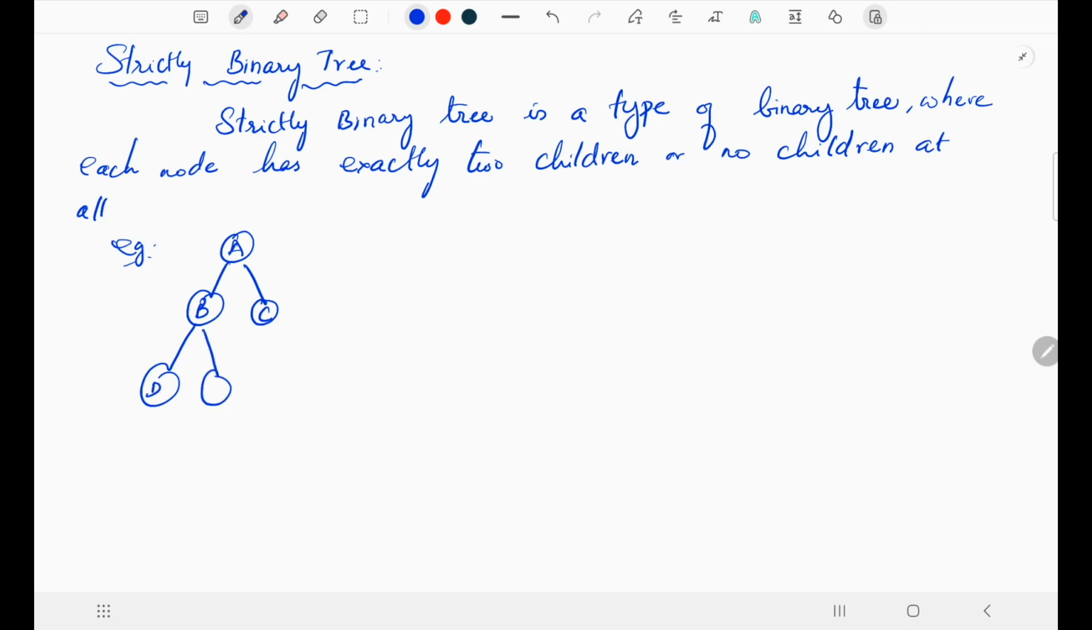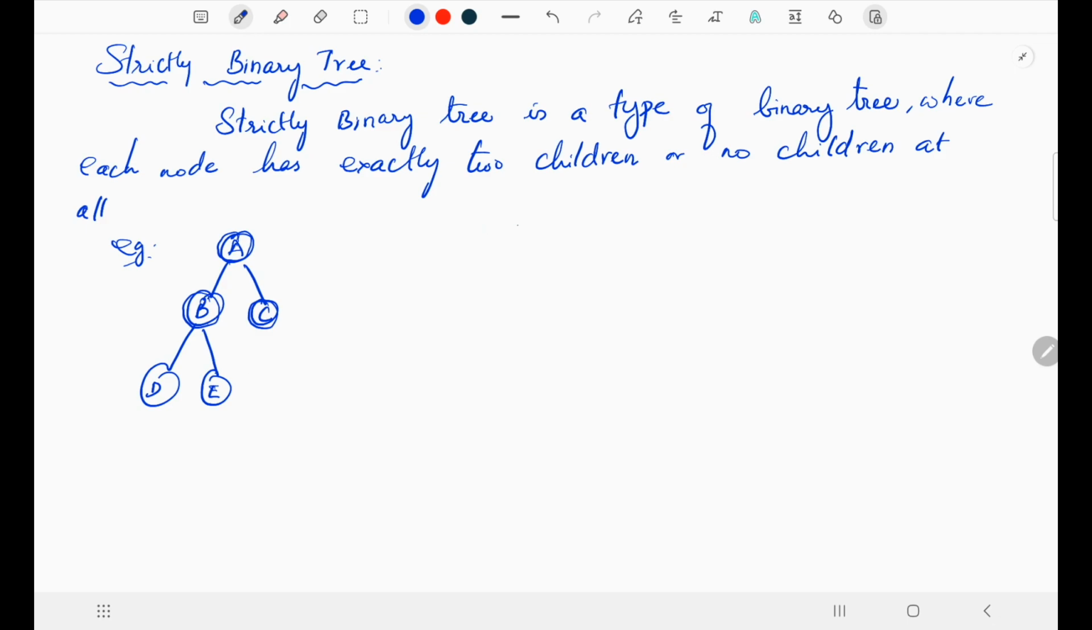D, E. So here the intermediate node has at least two children. If we take A, it has two children B and C, and B has two children D and E, and C is a leaf node, so it has zero children. So this is an example of a strictly binary tree.